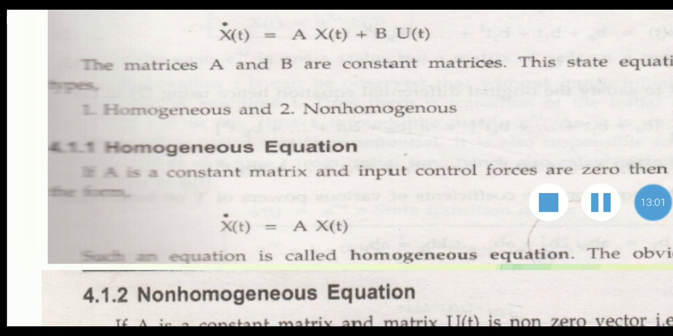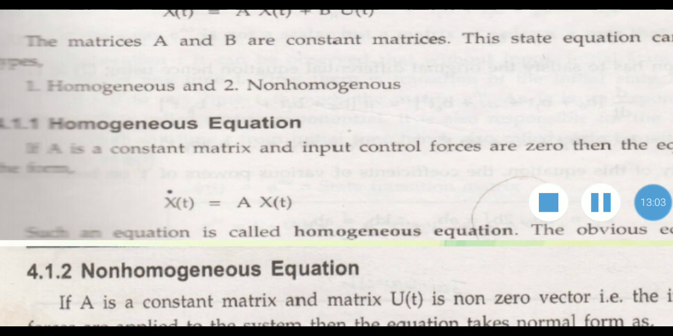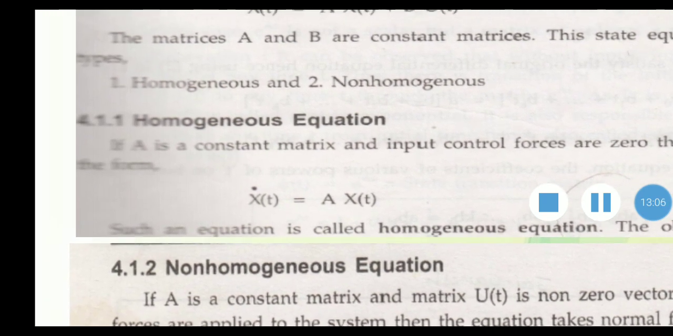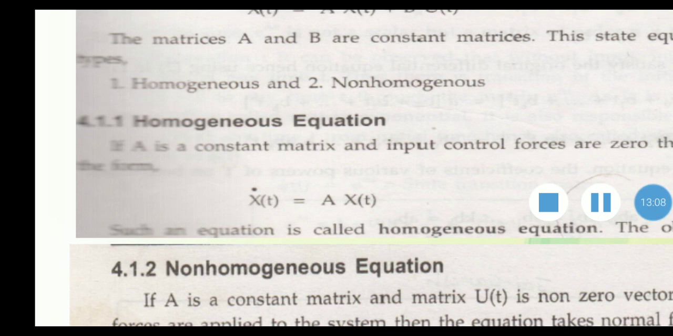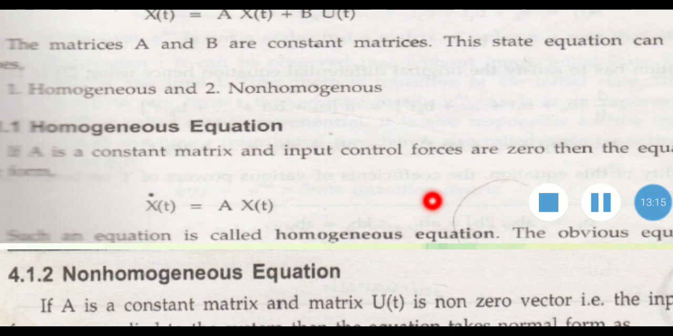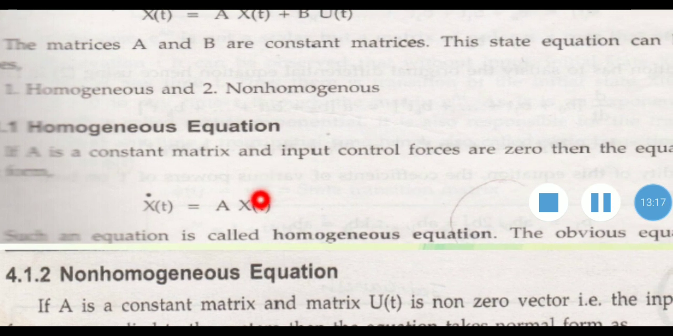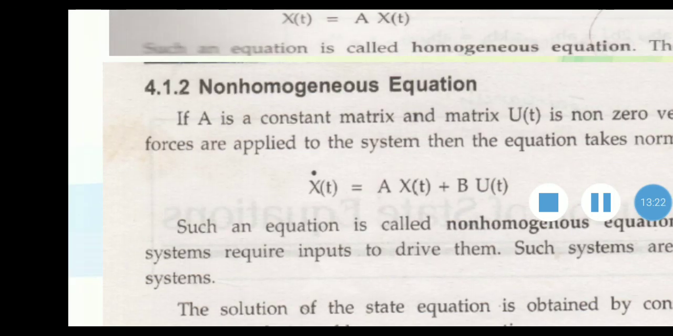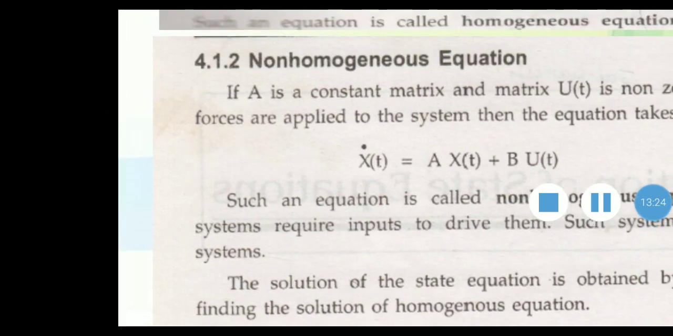If A is a constant matrix and input control forces are 0, then the equation takes the form x dot of t is equal to A x of t. Such an equation is called a homogeneous equation. Then it is seen that if input is 0, the question arises how output can exist.